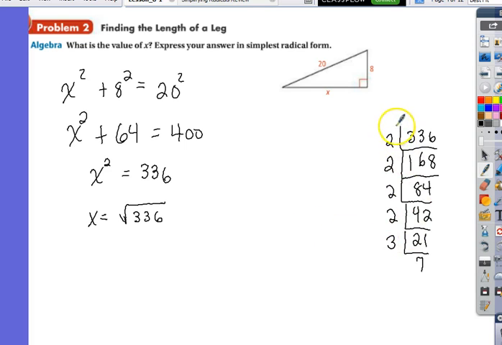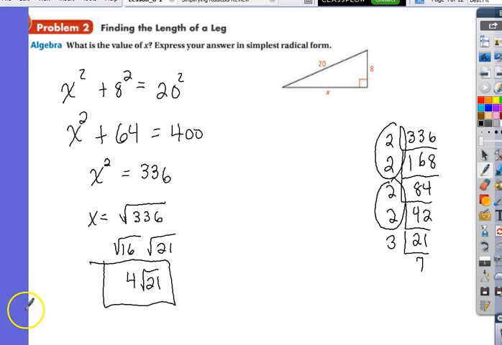So what are my pairs? Well, I got a pair of 2s. I got another pair of 2s. Remember, a pair is when you have two numbers that are exactly the same. So is 3 and 7 a pair? No, because they're not the same. So what's 2 times 2 times 2 times 2? And what's 3 times 7? What's the square root of 16? So it's 4 root 21.